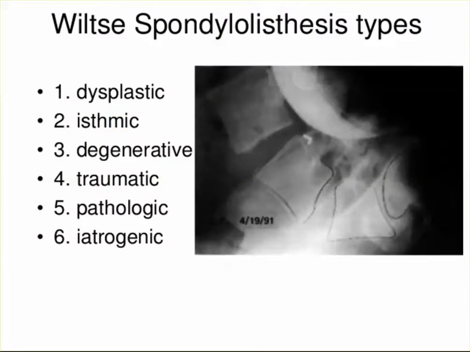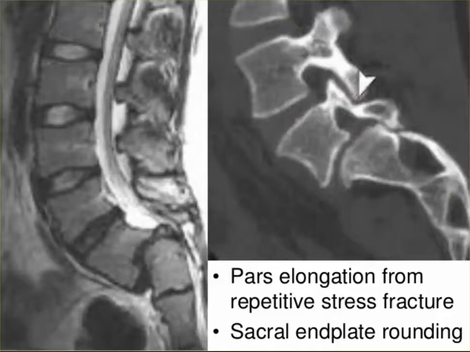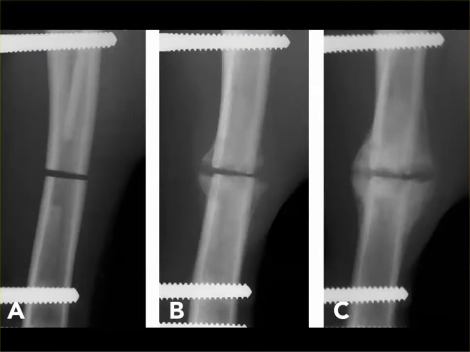So these are just the different types of spondylolisthesis. There's dysplastic, isthmic, degenerative, traumatic, pathologic, iatrogenic, things that can cause spondylolisthesis. And this is a different classification. I won't get into it, but it's more for children, for dysplastic spondylolisthesis. This is a spondylolisthesis when the bones are deformed. And you can see, show the pars, it's elongated there on the other side. See, it's an elongated pars. So this happens more often in kids. But I'm not going to focus on that.